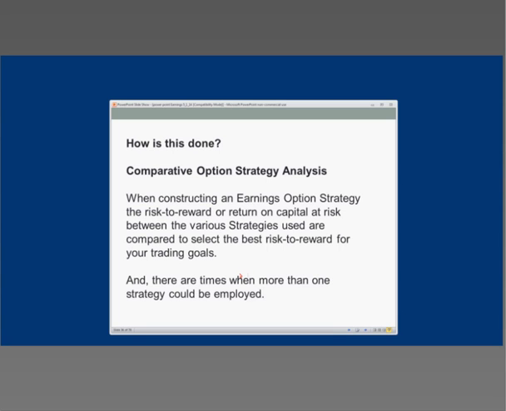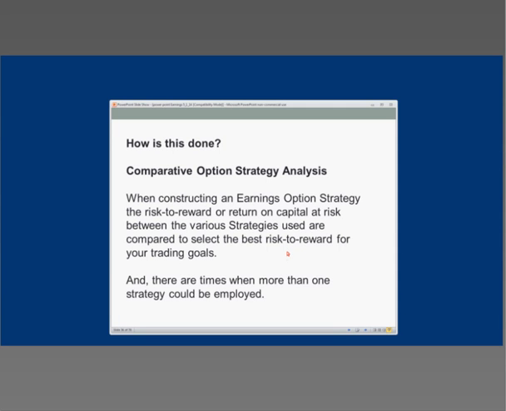Now everybody out here is different, and everybody's going to have different trading accounts, different size accounts, so you're going to have different trading goals. So by doing this analysis, it makes it easier for you to identify that particular strategy that meets your set goals. And there are times when you do more than one strategy at a time.